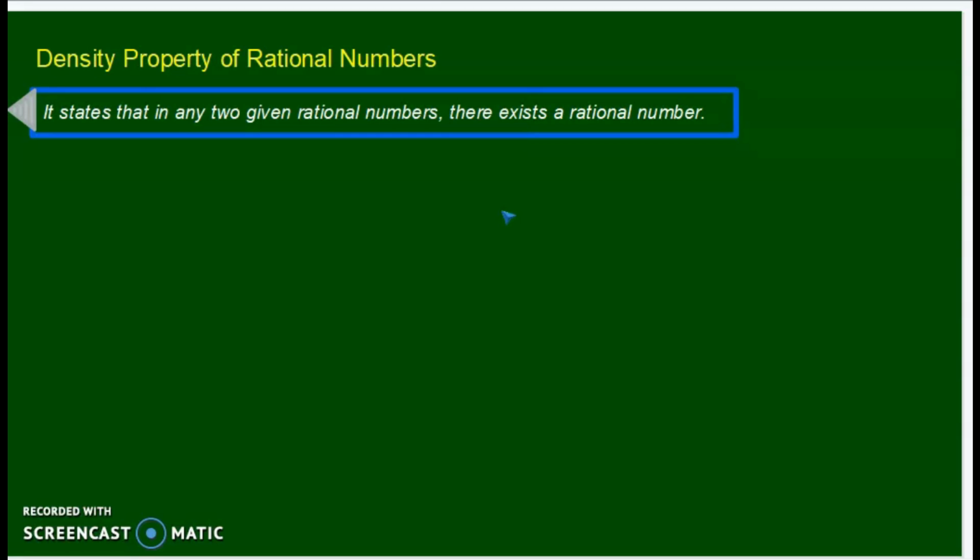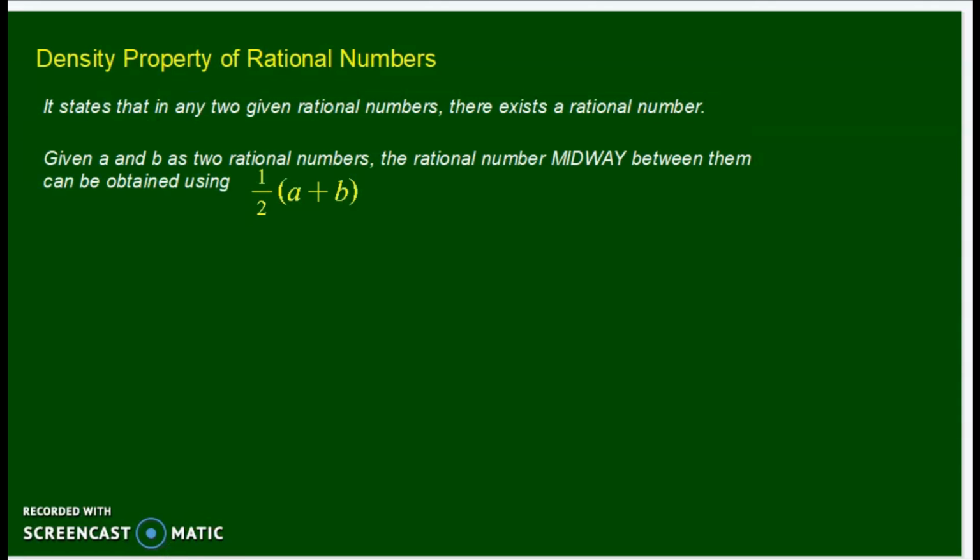Okay? But most of the time, when we say density property, we are commonly asked about just the number halfway between them. Halfway between the two given rational numbers. Or, in other words, we say, yung pinakagitna. Okay? So, before we have examples, I am going to state first the rules. So, let's now move on to the next.